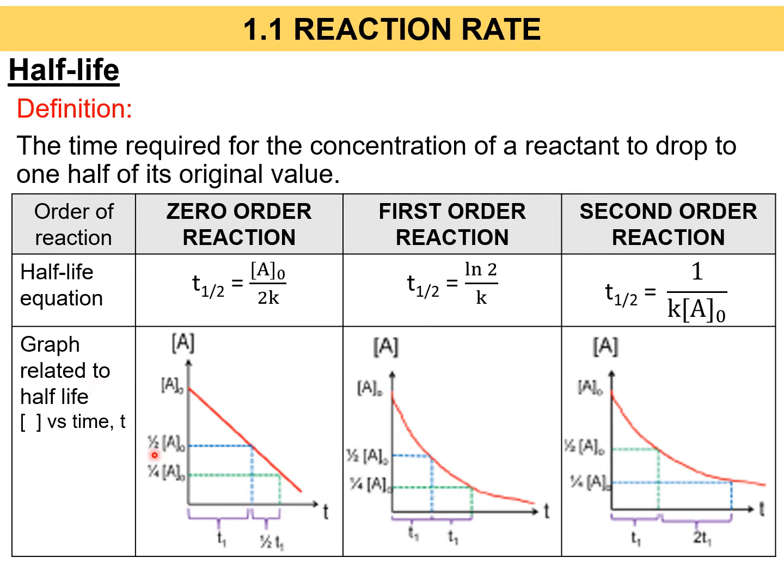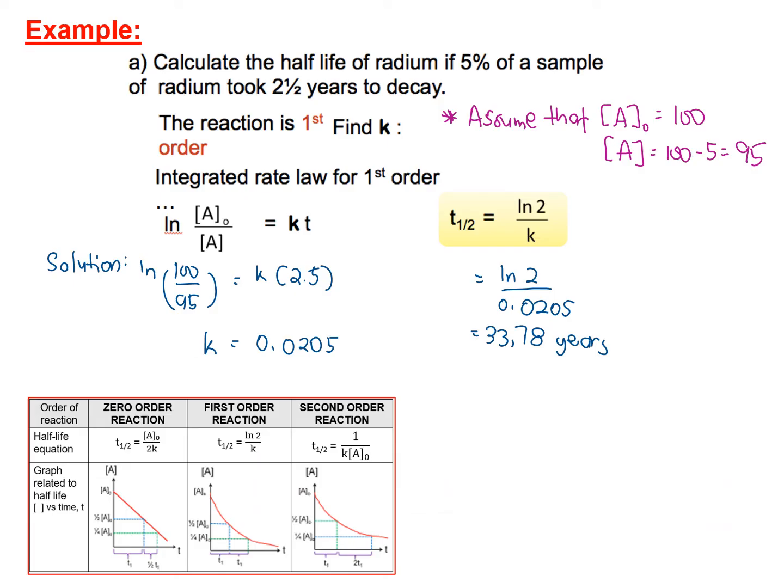Okay, and these are the graphs that related to half-life, which you kena buat graph of concentration of your reactant versus time. So these are the graphs for zero order, first order and second order respectively too. Okay, let's look at this example. Dia cakap suruh kamu calculate half-life of radium if 5% of a sample of radium took 2.5 years to decay.